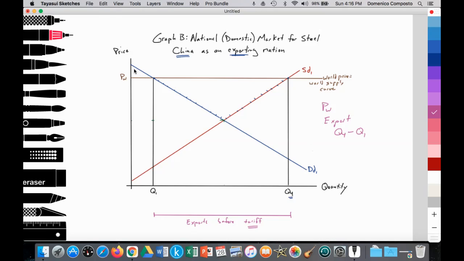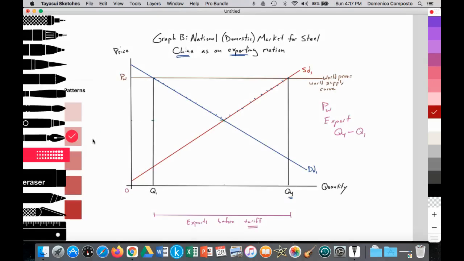And then Chinese consumption will run from 0 to Q1. Okay? All right. Now, in terms of producer surplus, we can see the extent of that producer surplus, China following their cost of production up to the world price.